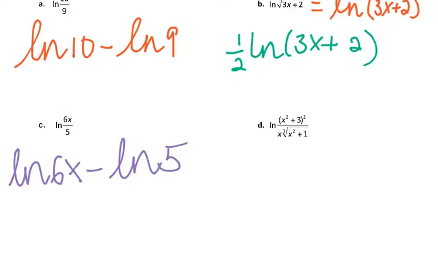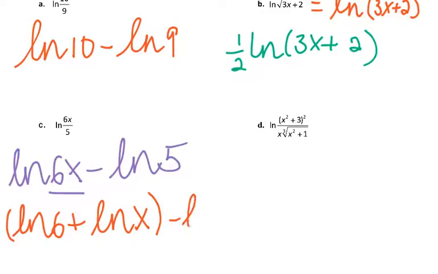Also, this is special because if you look at this one, I see a product. So I can rewrite this. The product is the same thing as addition. So this can be natural log of 6 plus natural log of x minus natural log of 5. Okay?